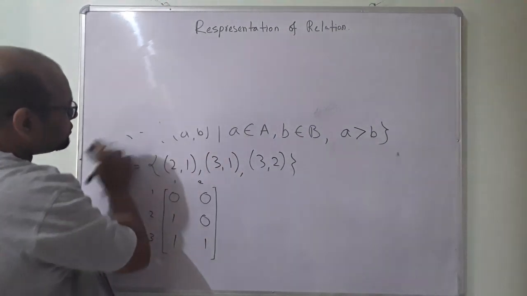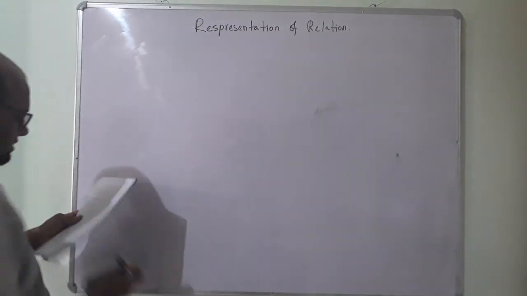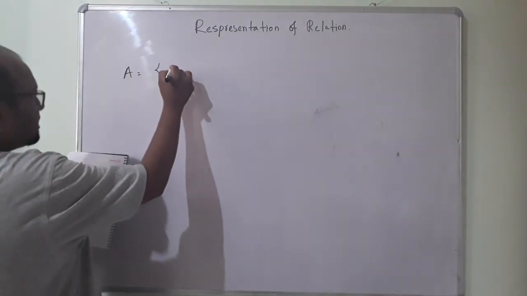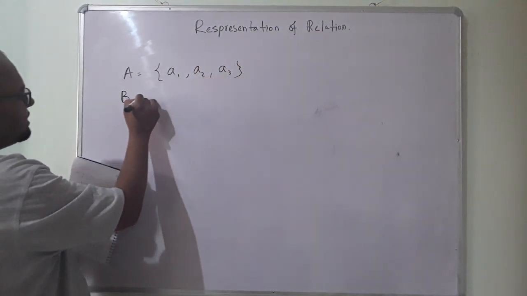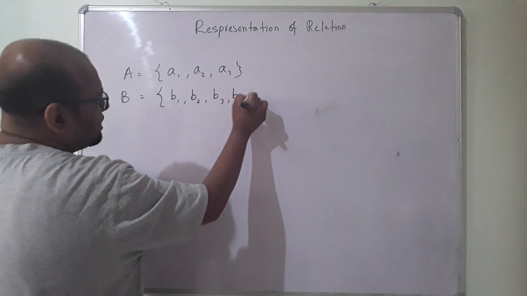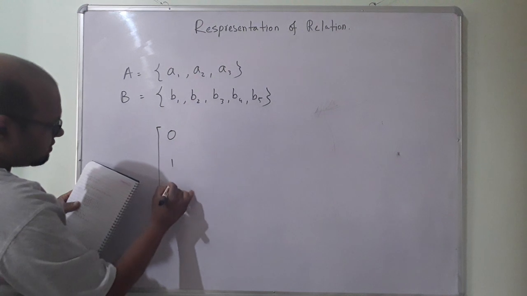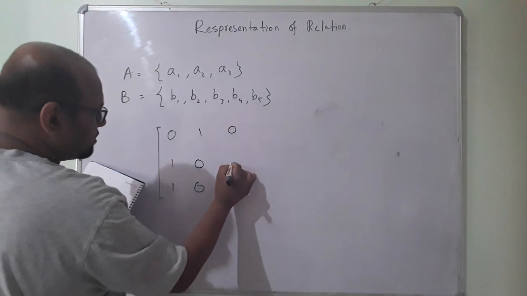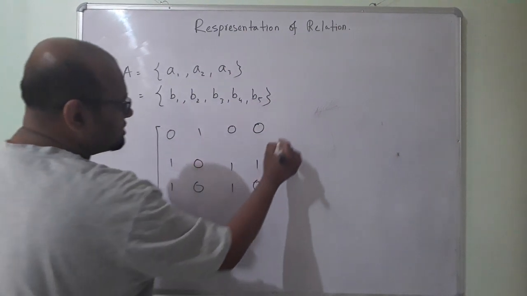Let us now look at another simple thing. Let us say my set A is A1, A2, A3. And my set B is B1, B2, B3, B4 and B5. And say this is my matrix representation: 0, 1, 1, 1, 0, 0, 0, 1, 1, 0, 1, 0 and 0, 0, 1.